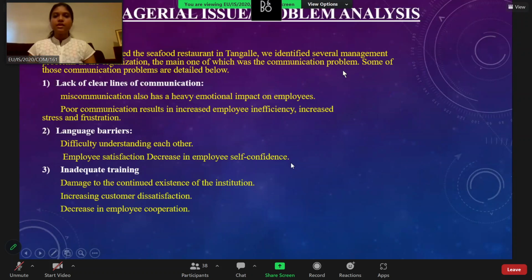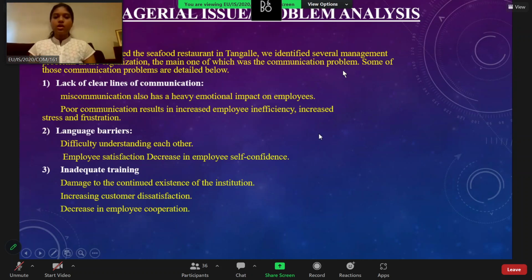The absence of a clear line of communication has a great impact on the productivity of employees and increases employee stress; employee satisfaction and attraction can also be affected. Number 2, language barriers. In the analysis of this restaurant, we found that the language barrier is a big challenge they face, as this area is a highly touristic area. Number 3, inadequate training. As more local and foreign tourists come here, the lack of employee training reduces the ability to efficiently deal with customers.